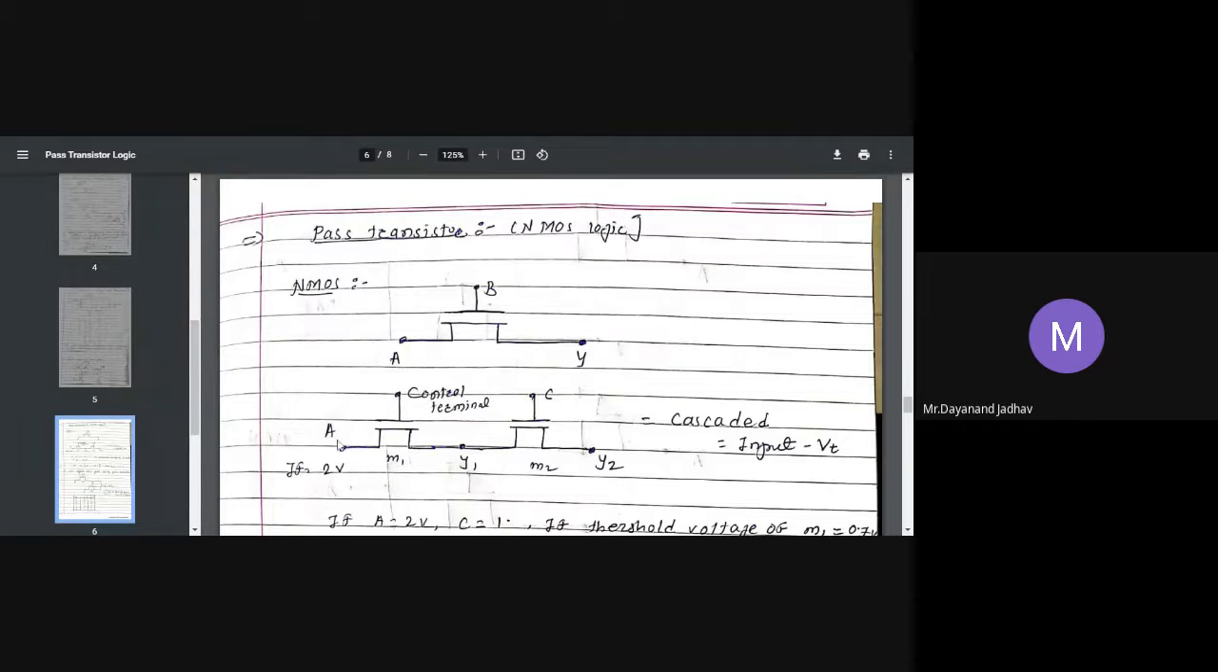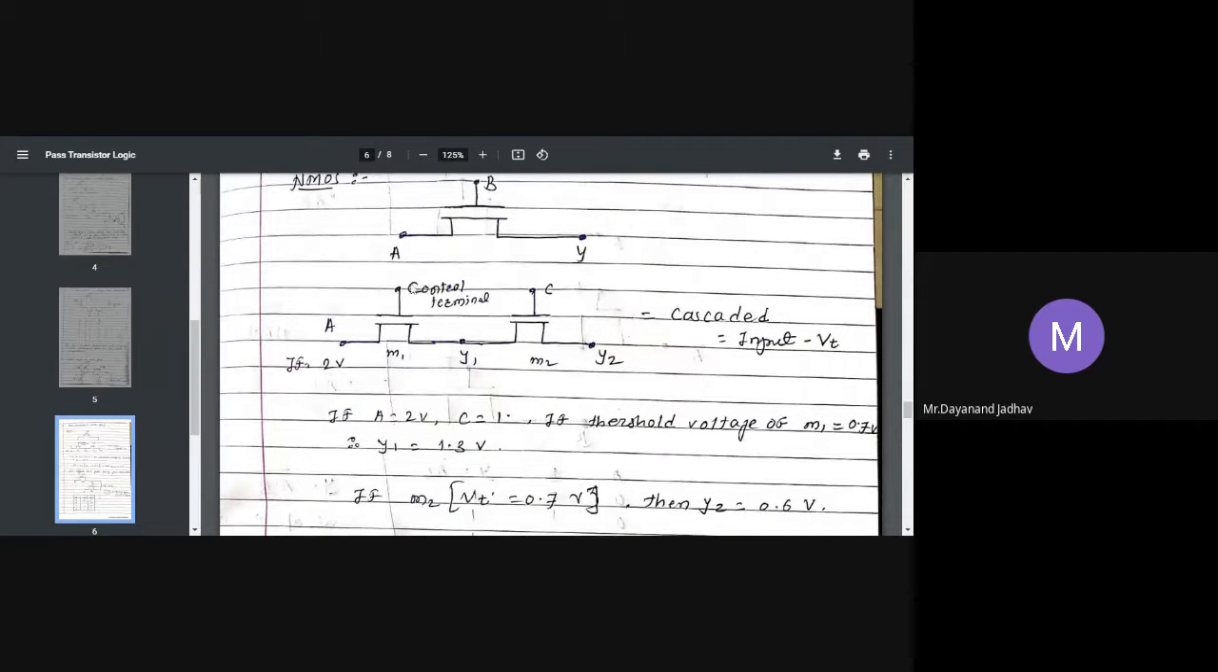So if 2 volt is applied, and suppose the threshold voltage is considered, as we discussed already, the output is said to be input minus VT. VT is the threshold voltage. These are the characteristics of the NMOS transistor. See here, when A which is equal to 2 volt is given for the first transistor, C which is equal to 1 means high. Then if the threshold voltage is 0.7 volt, then we can say Y1 which is equal to 1.3 volt.